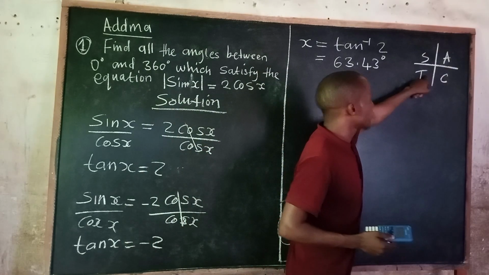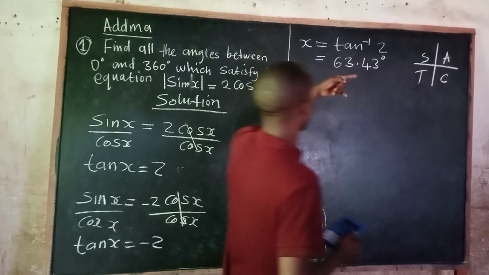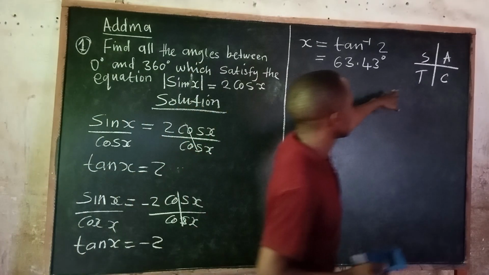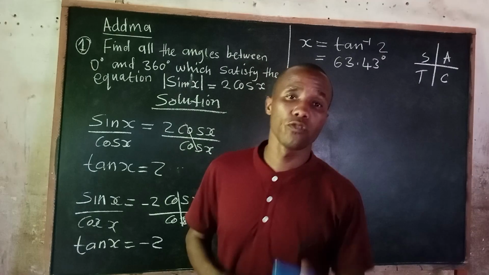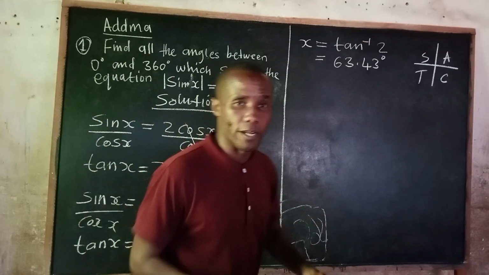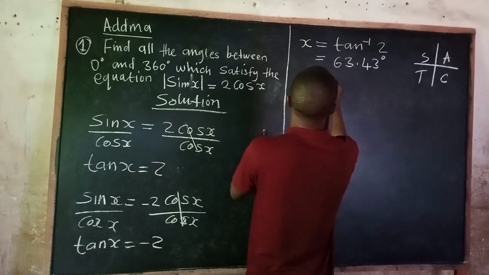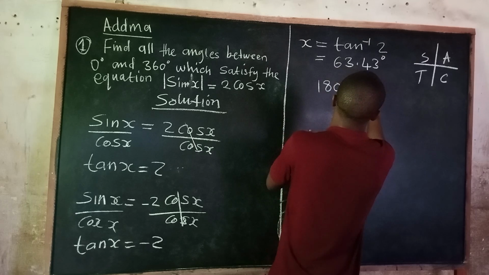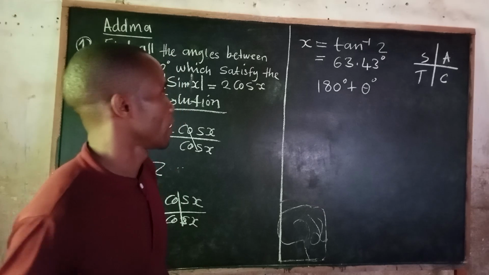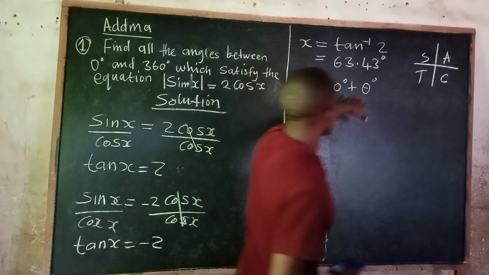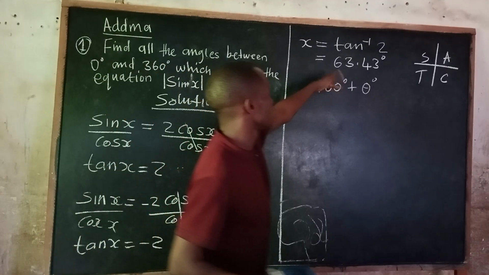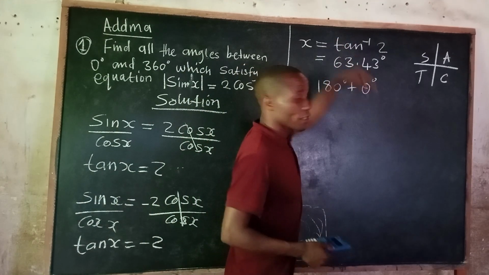So one we have already gotten, which is the first quadrant. Then we come to the third quadrant. We can't go to the second quadrant because in the second quadrant, tan is negative. Now in the third quadrant, tan is positive, so that is where we are going to get solutions from. So now, how do we answer angles in the third quadrant? We always say 180 degrees plus theta. That is in the third quadrant. The theta is the angle that we've already found, which is the reference angle.